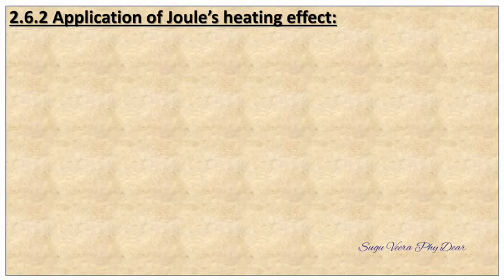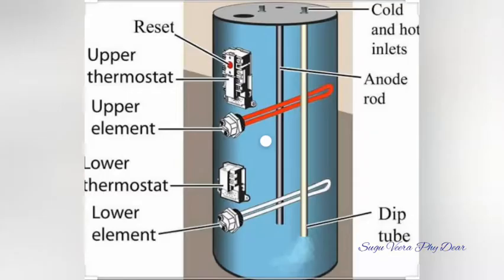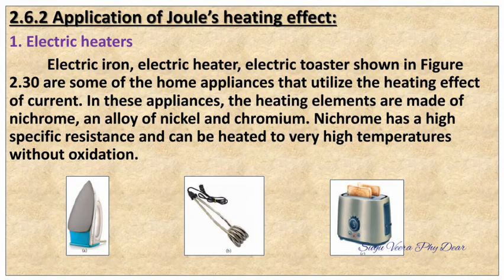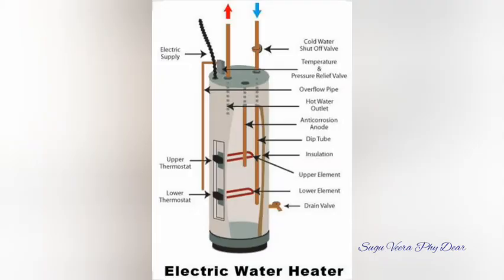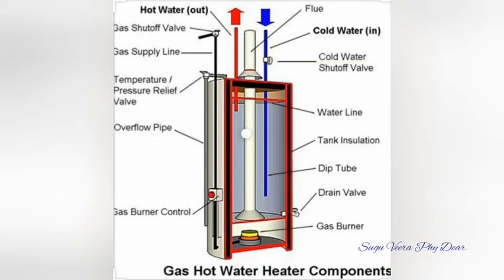Next, second subtopic, application of Joule's heating effect. First one, electric heater. Electric iron, electric heater, electric toaster shown in figure are some of the home appliances that utilize the heating effect of current. In these appliances, the heating elements are made of nichrome, an alloy of nickel and chromium. Nichrome has a high specific resistance and can be heated to very high temperature without oxidation.